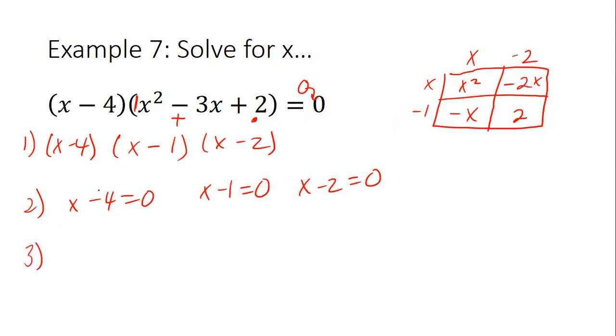Step 3 is to solve. What am I doing to solve? Adding, because the opposite of subtracting is to add. So we get x equals positive 4, x equals positive 1, and x equals positive 2.